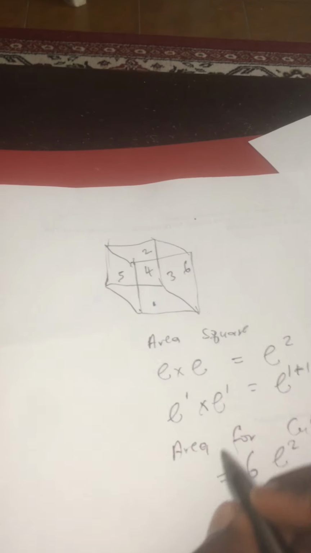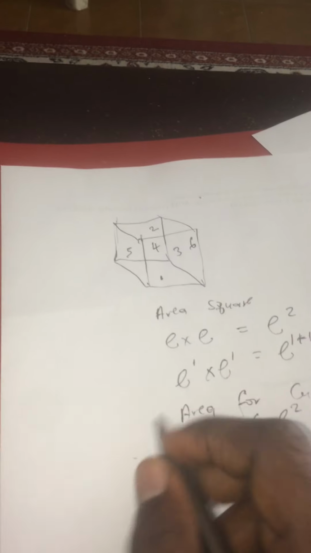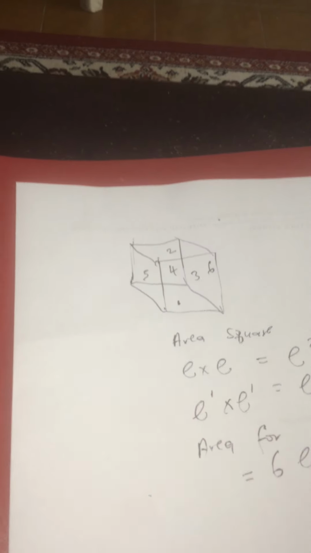For the cuboid now, the cuboid is a bit different. I'm going to draw it the same way, but don't be confused, it's not made of squares, it's made of rectangles in a sense. So this is our cuboid, so it's made of rectangles.